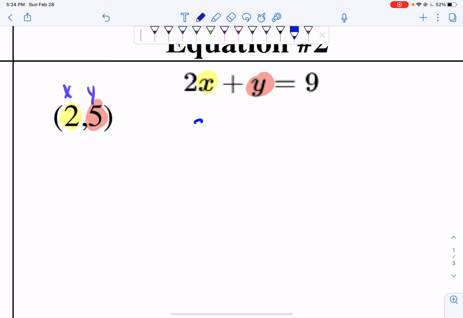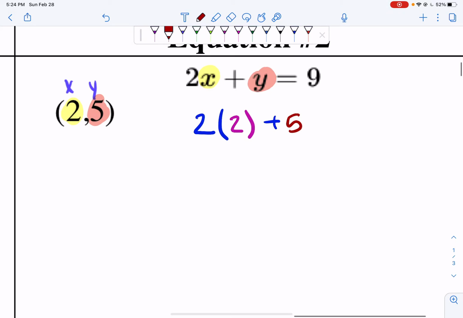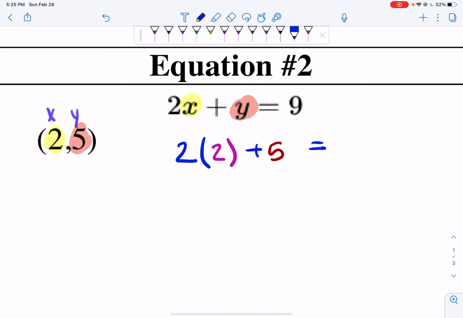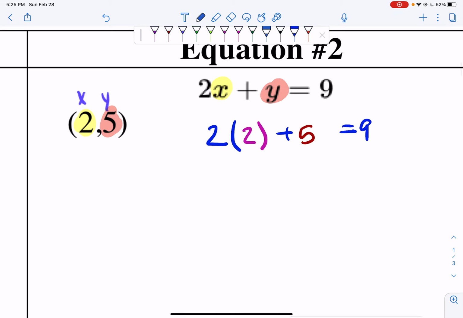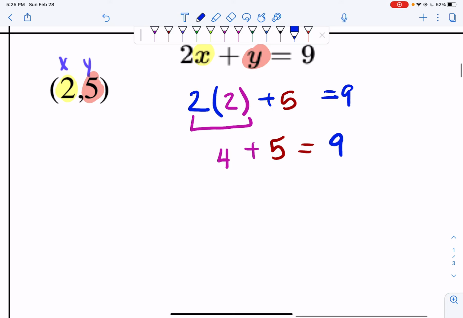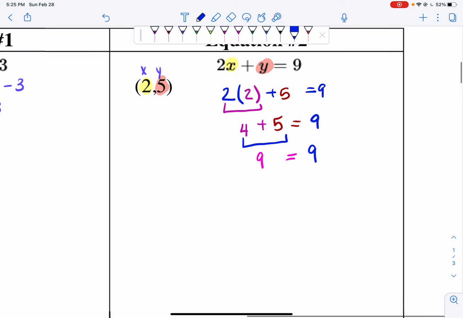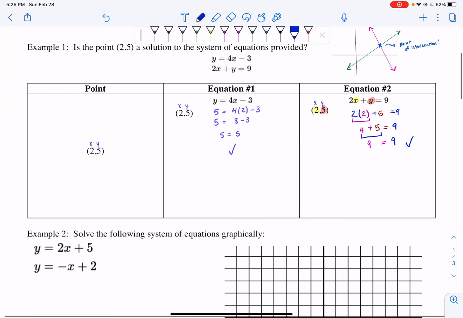So I have 2 times 2 + 5 = 9. I have to ask myself what 2 times 2 is. Well, 2 times 2 is 4. And then I have my plus 5, and that's equal to 9. 4 plus 5 is 9. So I get 9 is equal to 9. Since I have 9 equal to 9, that also works. So I can actually say that the point (2, 5) is a solution to the system of equations.